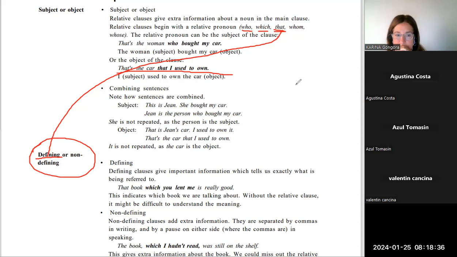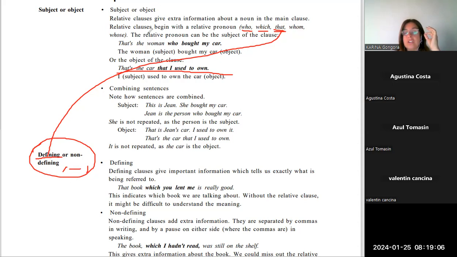When we are defining the object, good. When we have a defining relative clause, all right? Not when we have the other, right? That is non-defining. Remember that defining is no commas and non-defining is between commas. Remember that? Yes or no? Yes. Okay, very good.